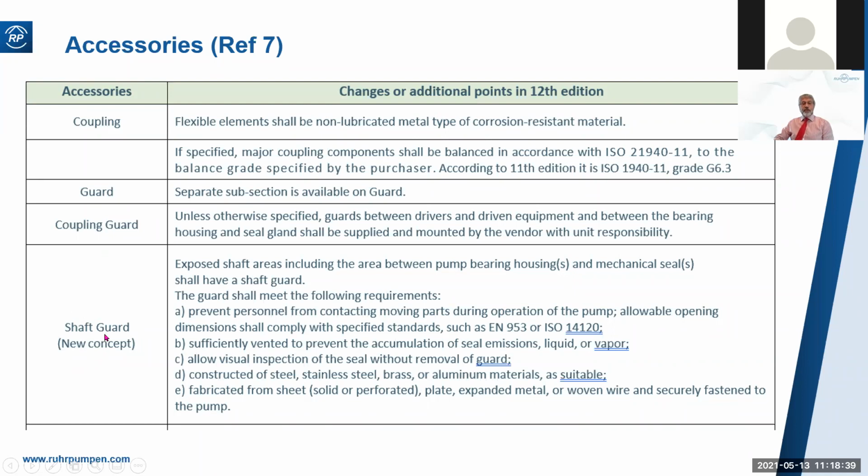This shaft guard is a new concept. It's a requirement now for a guard over the window by the mechanical seal. You note that it must allow visual inspection of the seal without removal, and that it should be constructed of steel, stainless steel, brass, or aluminium materials. I don't see that you can achieve one without the other, quite frankly. Even if you fabricate it from perforated plate, it still seems to me that you can't see the mechanical seal. Perhaps you guys might want to comment on this in the Q&A.